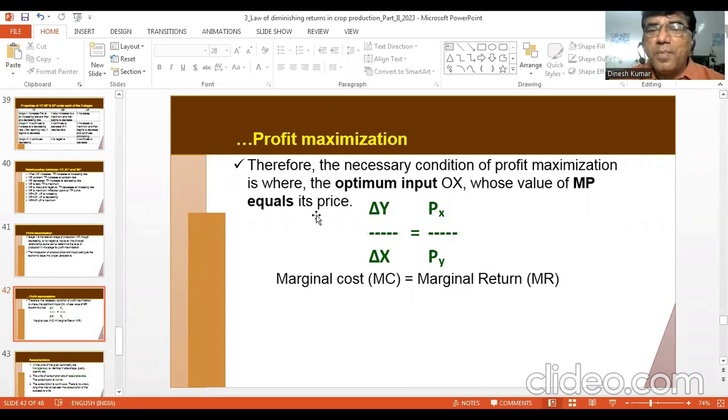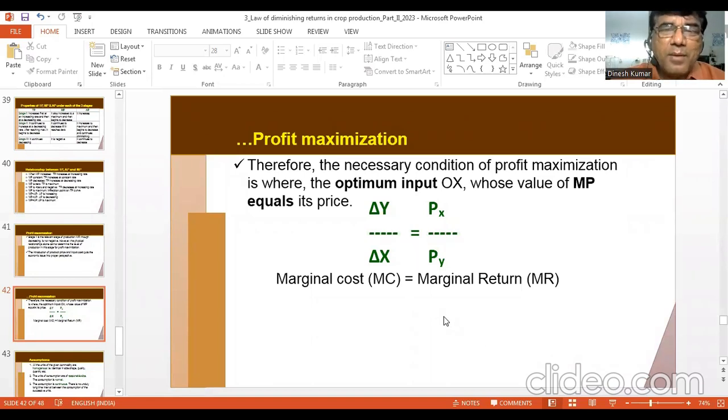not be used. So here you can see delta Y upon delta X means change in Y with unit change in X. And then price of X and price of Y. So you can see this delta Y and PY, and delta X or PX. Marginal cost you can get from delta X and PX, and marginal return from delta Y, meaning how much change to the price. So the point where this happens is the point of maximum profit. Marginal cost is equal to marginal return.